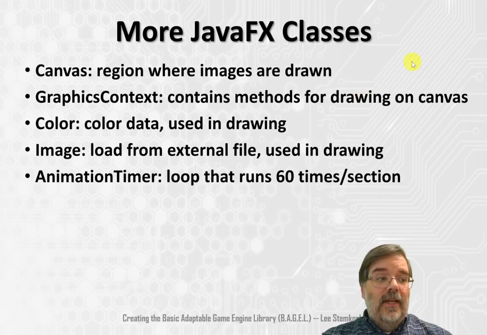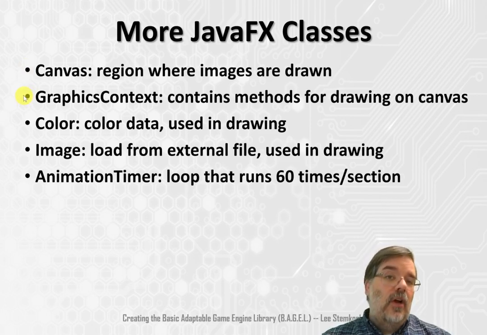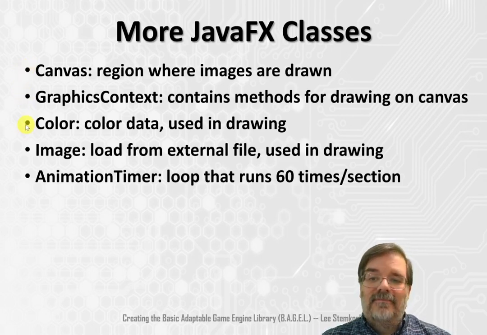So here are the 5 classes we're going to need to create our basic animated canvas-driven example. First, we'll use something called the Canvas class. That's basically a region where images are drawn that'll actually fill up our entire window. To draw on the canvas, we require another class called Graphics Context. And it really has all the methods that you need to draw on the canvas. The canvas is kind of like a receptacle for the image data, and the graphics context does the work.